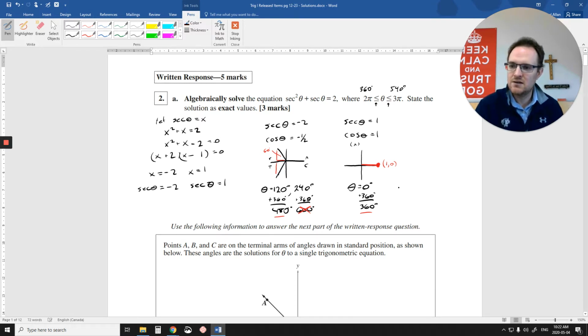So I'm going to just change those back into radians. So I'm going to go 480 divided by 180. Math, enter. I get 8 over 3 pi, and 360 is 2 pi. There you go. So those are my two answers for this question.